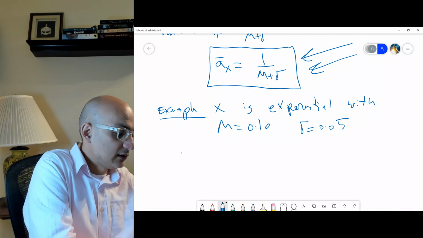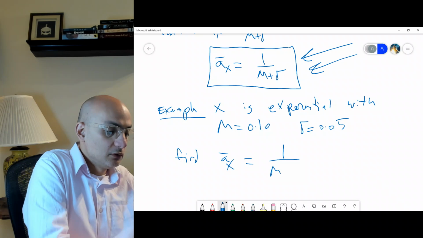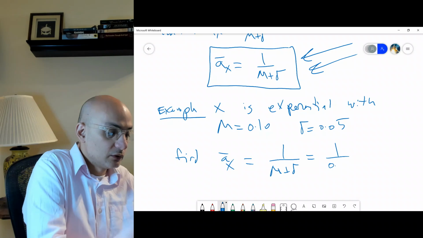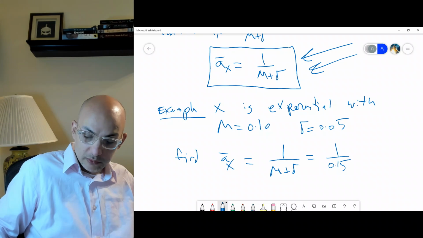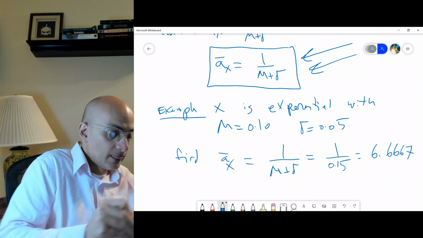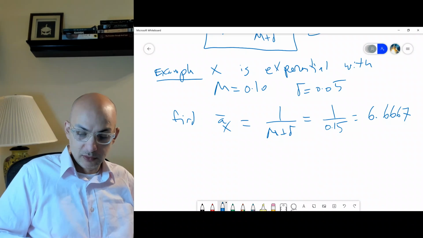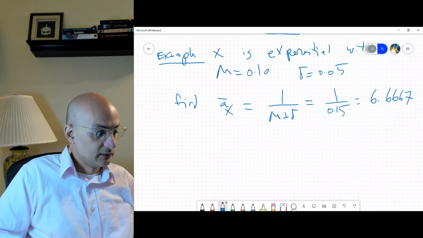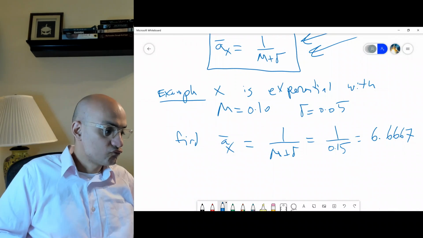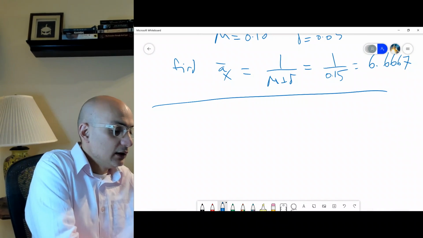Now let's find ax. If you find ax, it's easy. It's 1 over mu plus delta, which is 1 over 10 plus 5, which is 15. So this one will give us 6. It's easy, straightforward. There is nothing complicated about this kind of equation, so it's very, very easy. Right. Let's go back again.